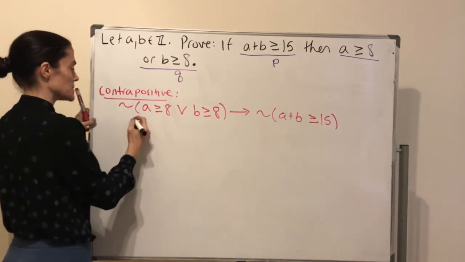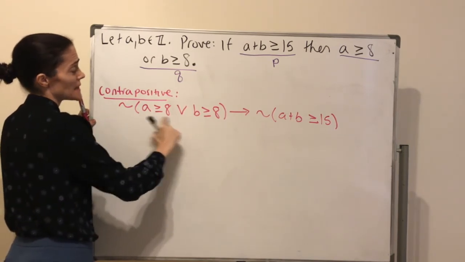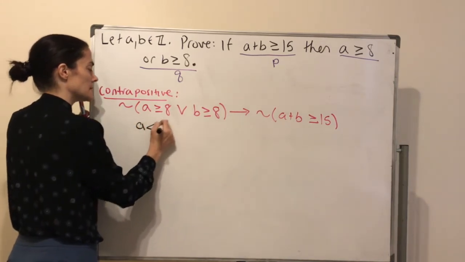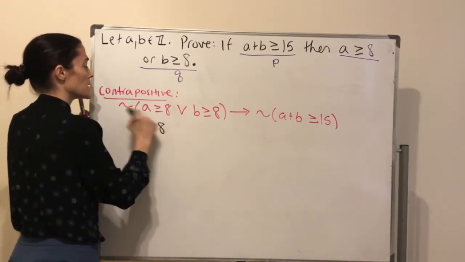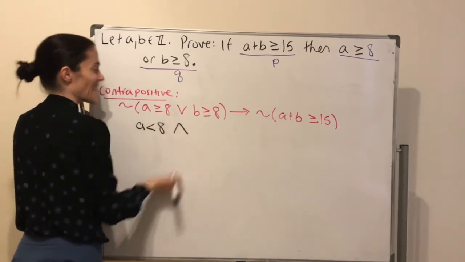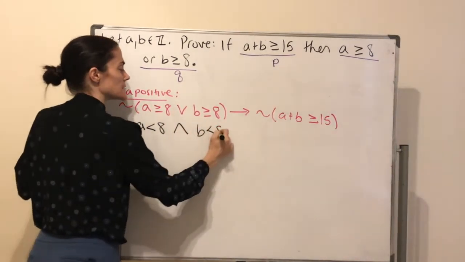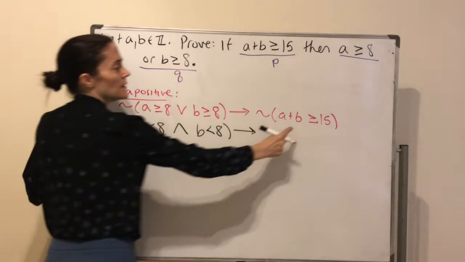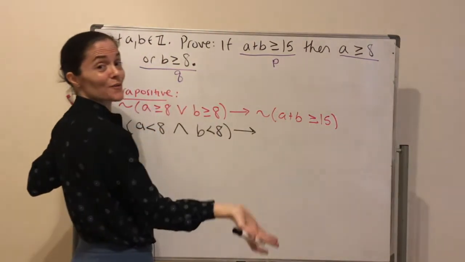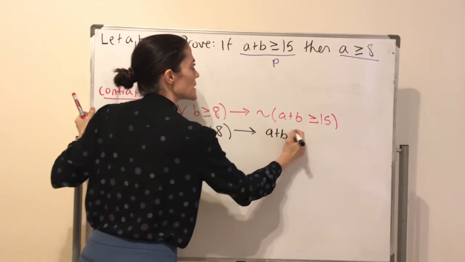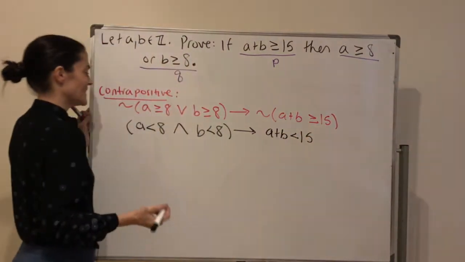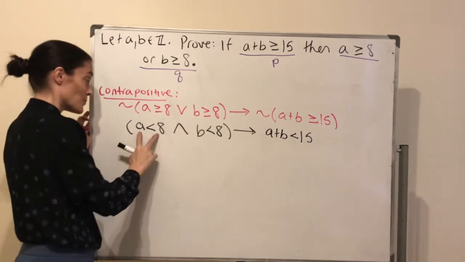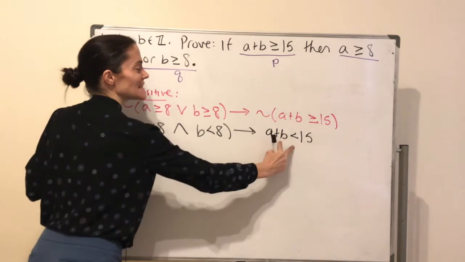This becomes, on this side, well, first you negate this. If you negate a greater than or equal to, it says that A is less than 8. And then negating an or turns to an and, so we would also have B is less than 8. And this would imply, okay, again, you negate a greater than or equal to. This would say A plus B is strictly less than 15. So this is what I want to prove. I will assume it's an and. So I assume both of these.